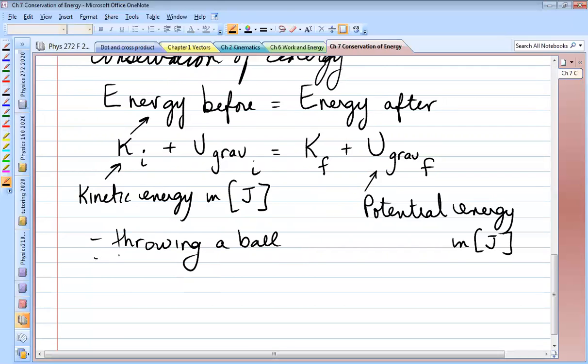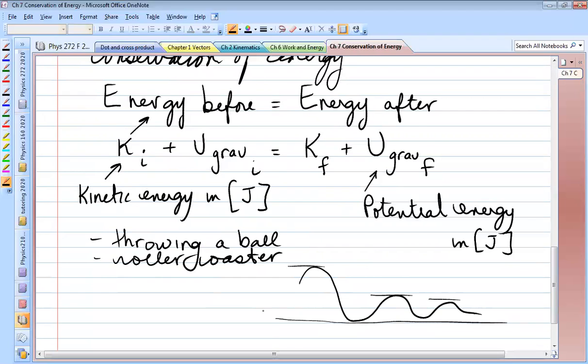Or you may have a roller coaster. And there are lots of examples of that in the videos that you watch and the problems that you do. So as something goes along a roller coaster, the gravitational potential energy is defined by its height above zero. You always have to define zero. And if it's moving, it has kinetic energy. If it's above zero, it has potential energy.